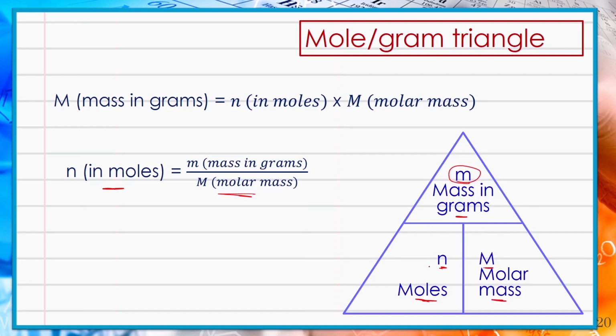This triangle tells us that to convert from moles to grams, we simply multiply the number of moles by the molar mass. And to convert from grams to moles, we simply divide the mass of the substance in grams by the molar mass. Let's look at an example.